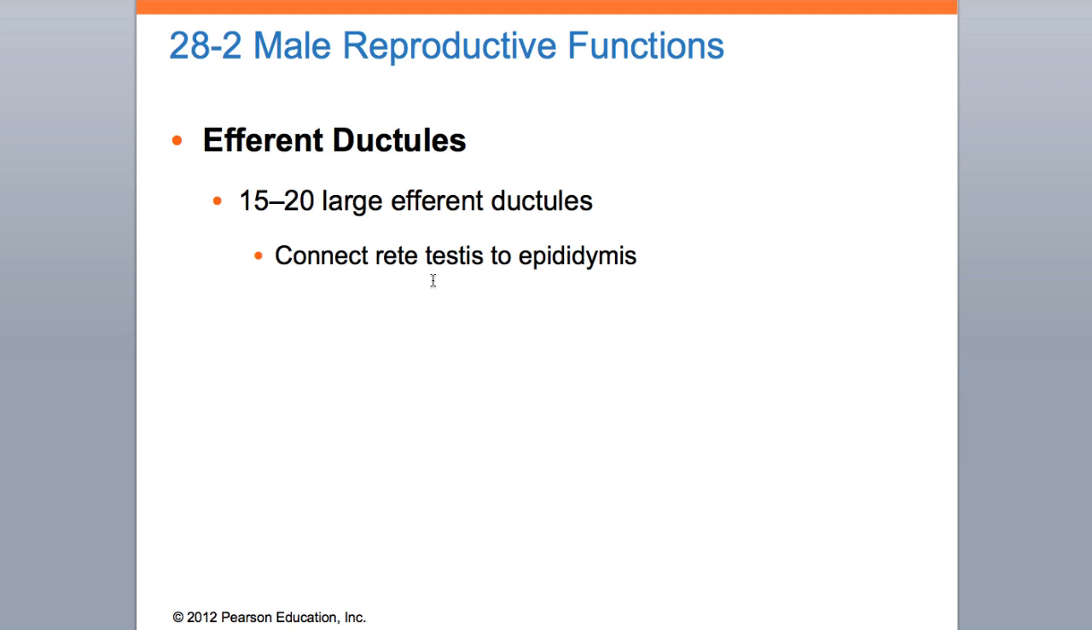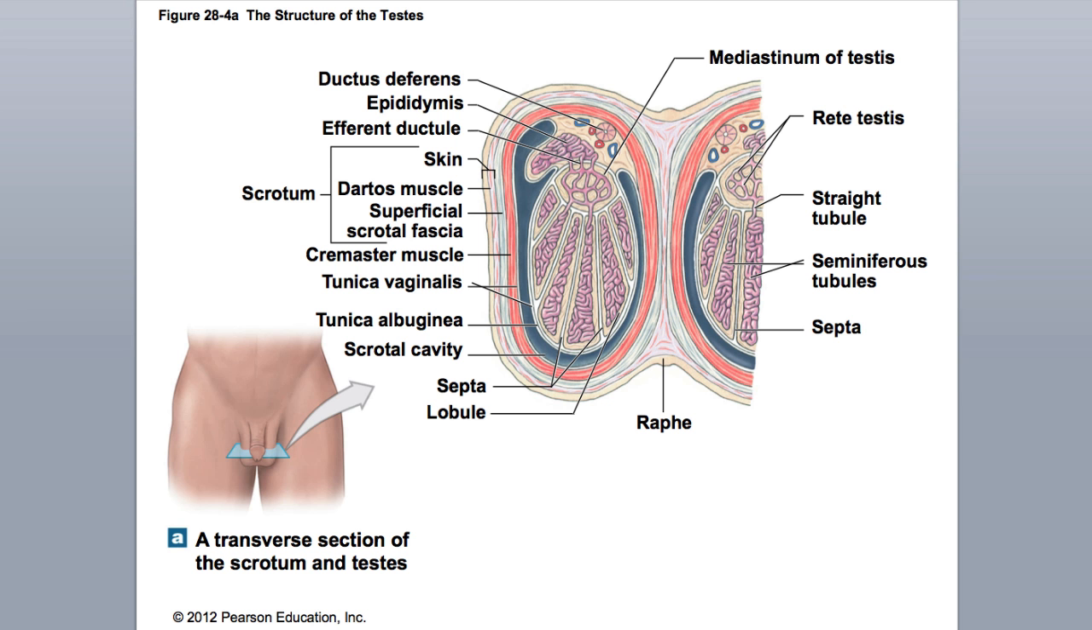It says connects the rete testis to the epididymis. Again, they will not make sense until you see the picture. So the rete testis is joined to the epididymis by the efferent duct. So now you can see a pathway forming. Next slide. Okay. Here's the picture to keep in mind. Here you have your lobe.